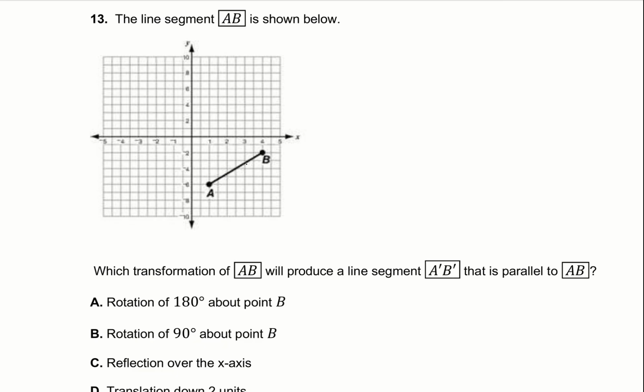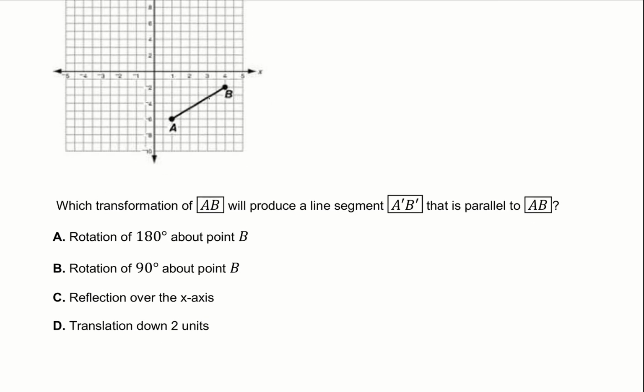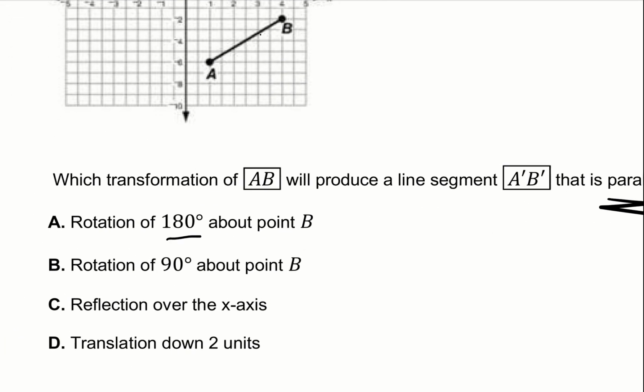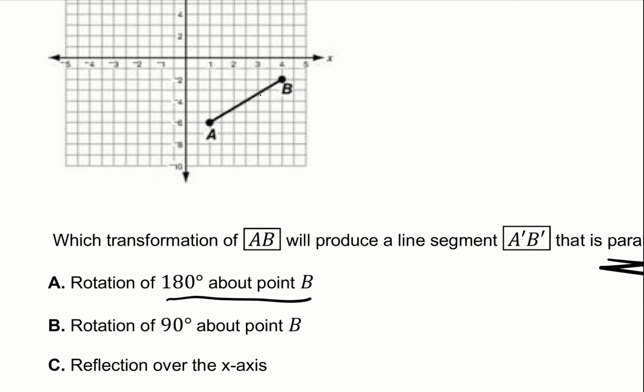All right, number 13, the line segment AB is shown below. Which transformation of AB will produce a line segment A prime B prime that is parallel to the original AB? Rotation 180 degrees about point P. So let's go ahead and do that. We want to rotate about point P. So that means we want to rotate 180 degrees. So this way, if we did that, then we get a line that looks kind of like this. And that is not parallel to that line, so that is not correct. It's actually on top of that line if you were to extend it. So this is not true.